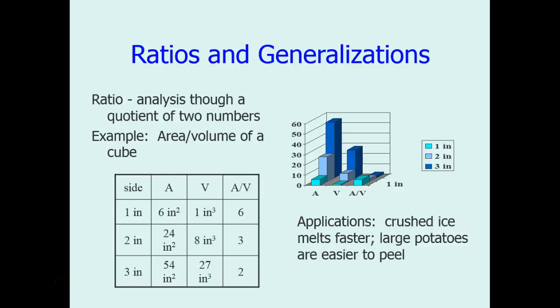Why? The mass is exactly the same. The area. Even though the mass is exactly the same, the smaller the side, the larger the area to volume ratio. So the crushed ice is going to melt faster, and it's going to cool your water much faster. That's a good example. They have it right here. I didn't make it up.